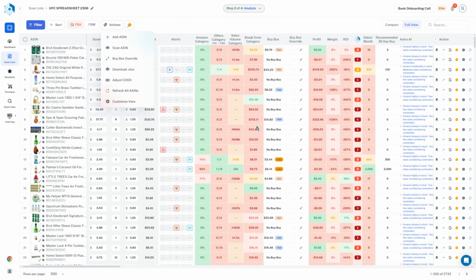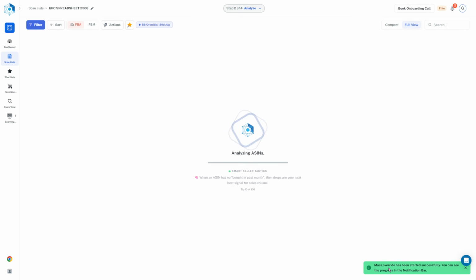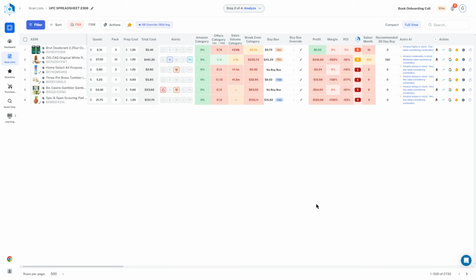Now you can do it individually, but you want to do it on the entire list. It's much faster. We can either apply the max eligible buy box price, the price where the buy box actually kicks in for the first time, or we can apply the 180-day buy box average price. And let's apply it only to the ASINs with no current buy box. Let's hit apply.